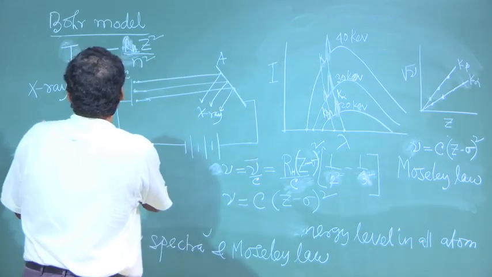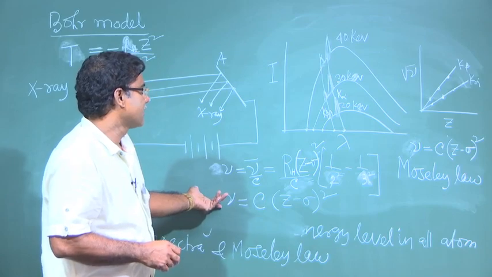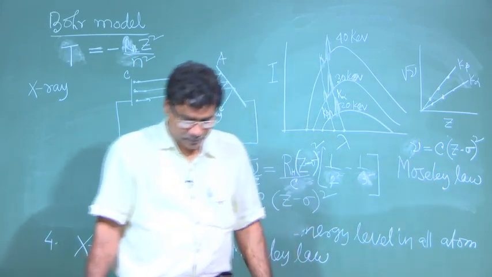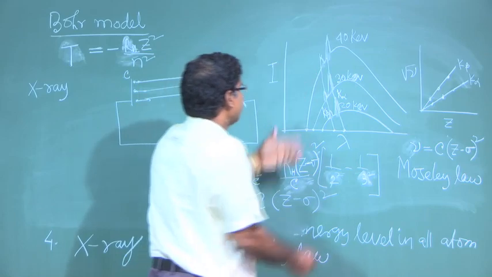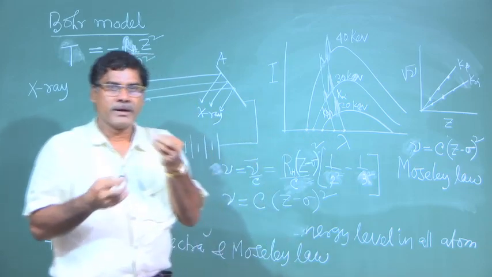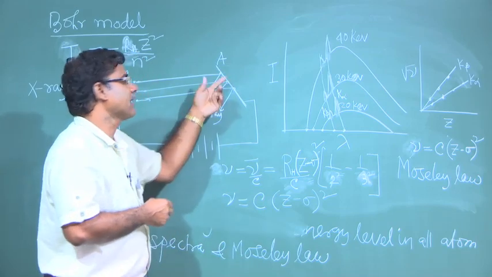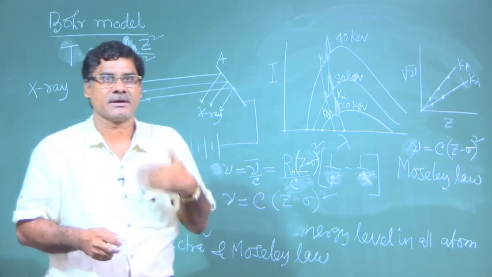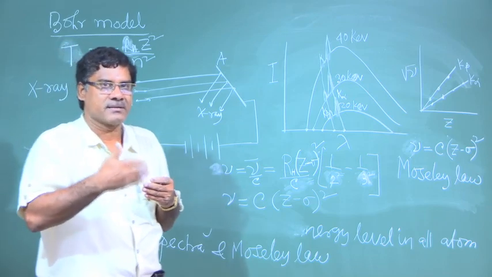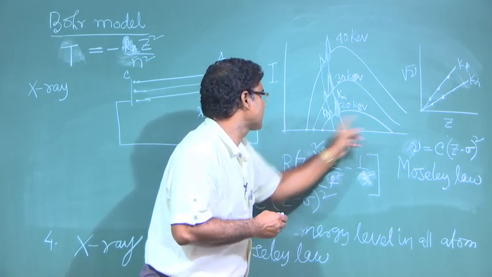This is also taken as a success of the Bohr model, that it can explain this Moseley law. And I will tell you the reason for this. When the accelerated electron comes and hits the material, it tries to penetrate inside and decelerates. So it loses energy, and that energy comes out as radiation, because a decelerated charged particle radiates. That's why we get this continuous X-ray.